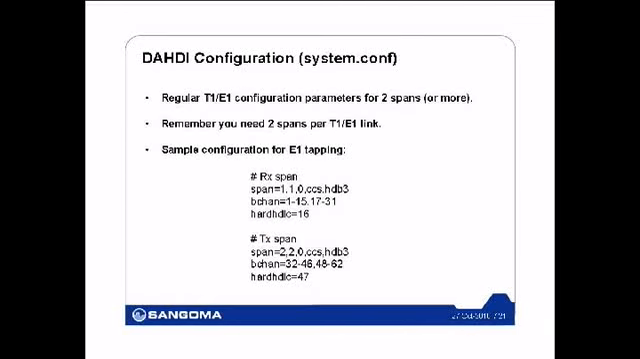As far as DAHDI is concerned, it's just a regular configuration. So if you have configured PRI links in the past, it's just a regular PRI configuration depending on whether you're using T1 or E1. The configuration that I have here is an example of an E1 configuration for tapping. You need to specify the CCS and the HDB3 for the framing and line coding, and the proper channel for the HDLC, and that's about it.